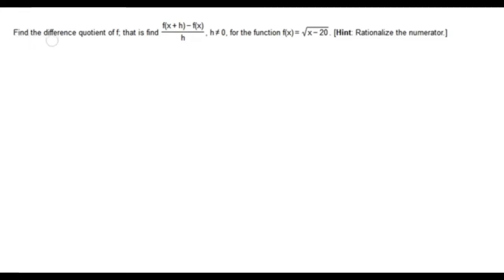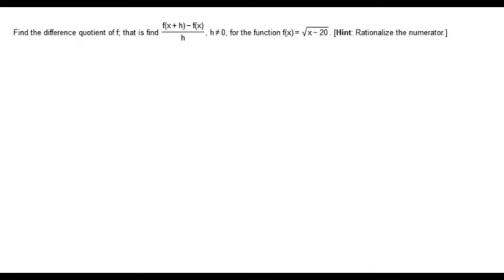In this example, we want to find the difference quotient of f. The difference quotient is defined by this expression here, f of x plus h minus f of x over h, where h is not equal to 0, because division by 0 is undefined. We want to find the difference quotient for the function f of x equals square root of x minus 20. We have a hint that says to rationalize the numerator, and rationalizing the numerator will be part of our simplification process once we find the difference quotient.